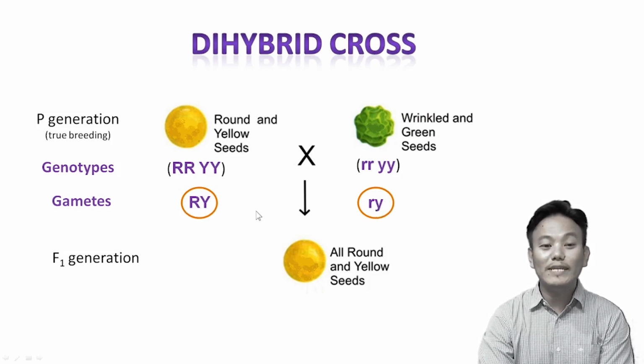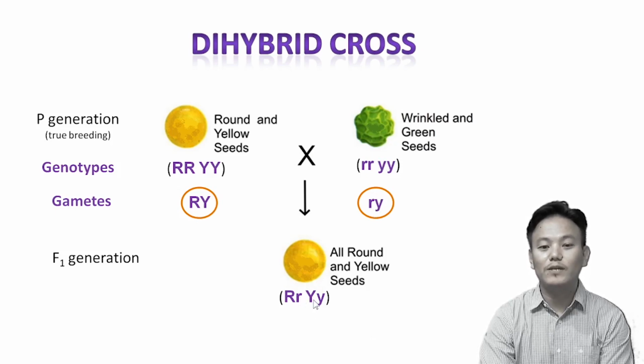When these two gametes fuse during fertilization, the F1 generation will be the result, and all the F1 generation were with round and yellow seeds, and its genotype will be heterozygous for both the traits. It will get one capital R from this parent through this gamete, and it will get one small r through this gamete from this particular parent.